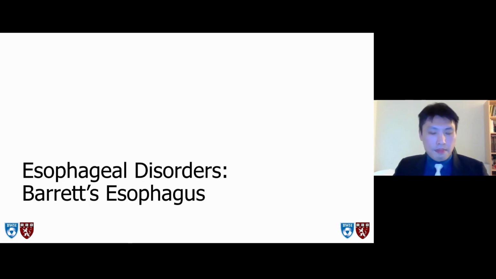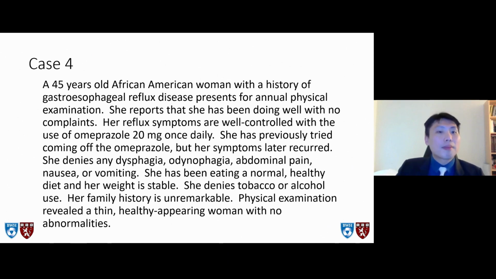The next part I'm going to talk about is Barrett's esophagus. I'm going to start with another case of a 45-year-old African-American woman with a history of GERD who came in for annual physical examination. She has been doing well, has no complaints. She has had reflux symptoms.